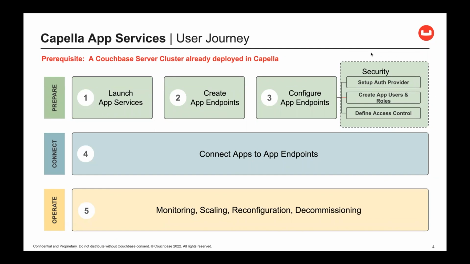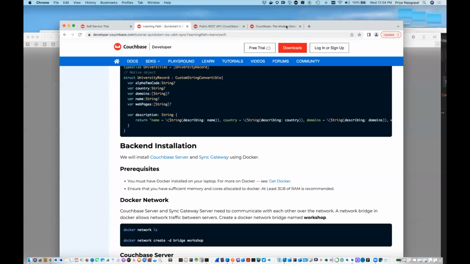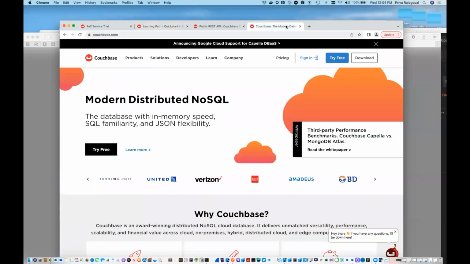So here's the user journey. As part of the walkthrough, we are essentially going to go through all these steps in order. The first step is to address the prerequisite, which is setting up a Couchbase Server cluster. So you have to deploy it on Capella. If you have never used Capella, you can sign up for our 30-day free trial. For that, just head over to couchbase.com and you can sign up for our 30-day free trial.